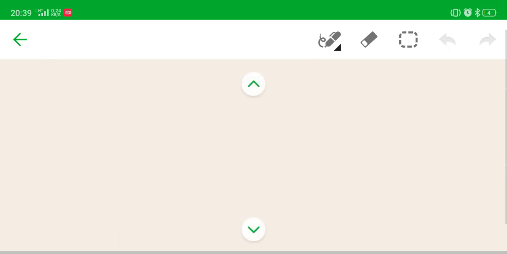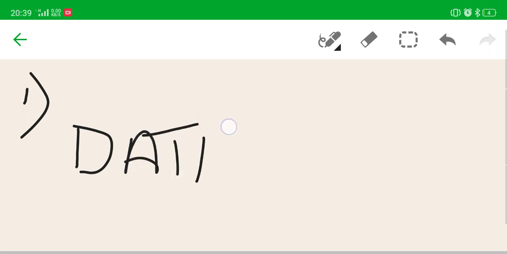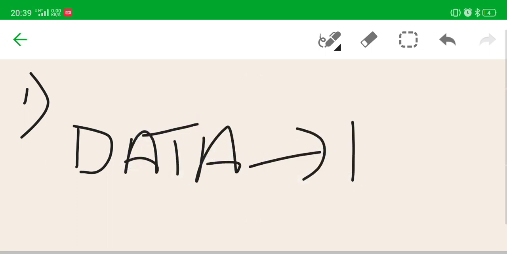A hash function has six properties. The first one is that it's deterministic. What this means is that no matter how many times you input the same data, you'll have the same output. You'll have the same hash.